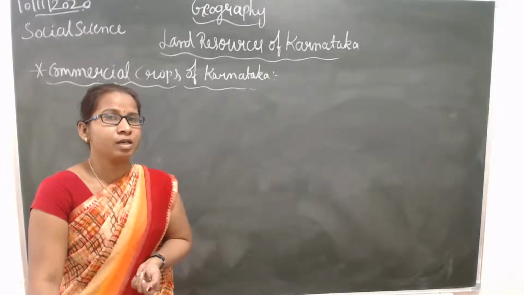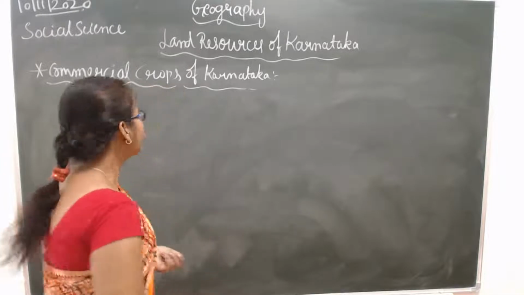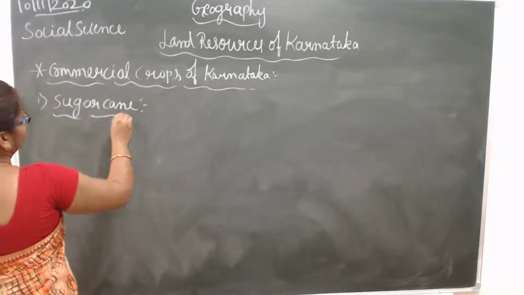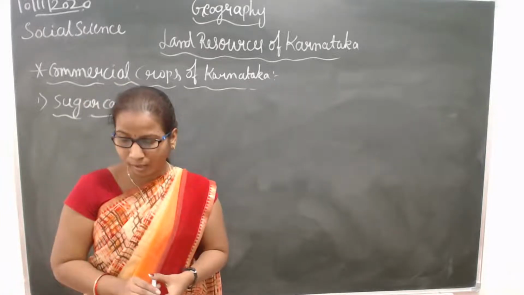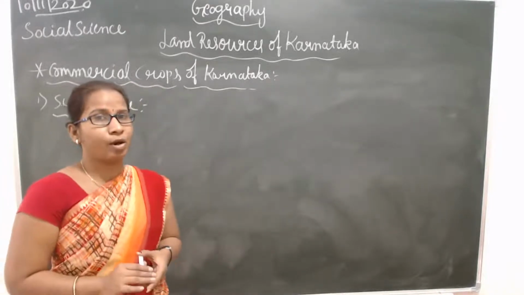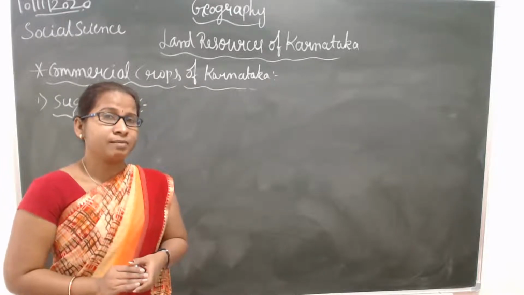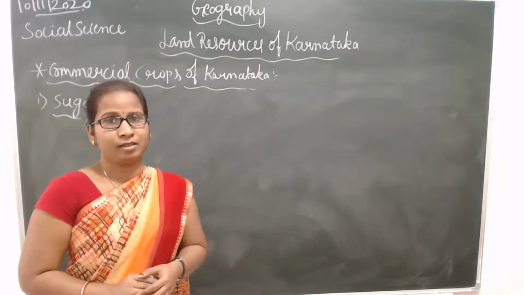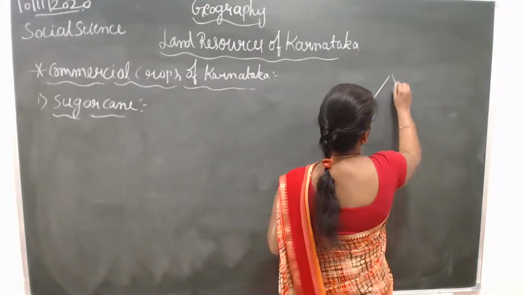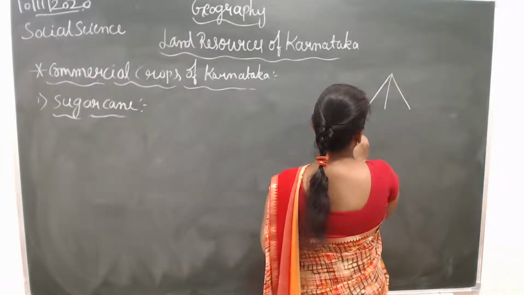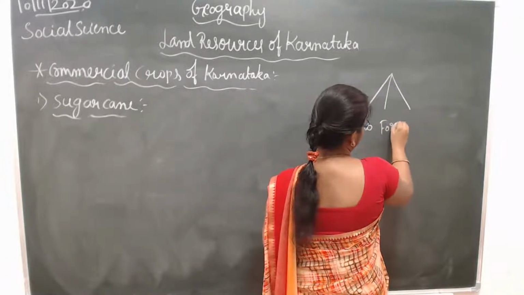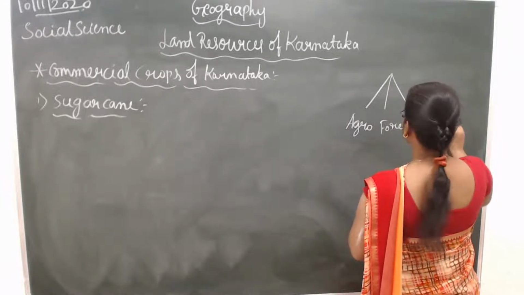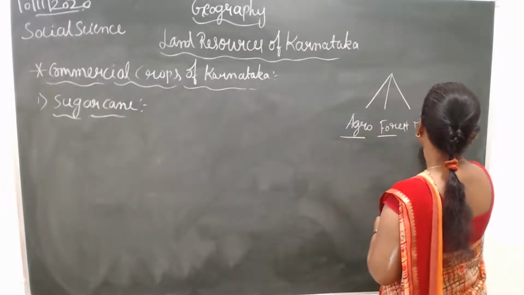So let us come to know the first commercial crop of our Karnataka, that is known as sugarcane. Sugarcane is the most important commercial crop of our Karnataka, and also it is an industrial crop. Why do we say industrial crop? Because some industries take their raw material from agriculture. Here we have three kinds of industries: agro-based industries, forest-based industries, and mineral-based industries.